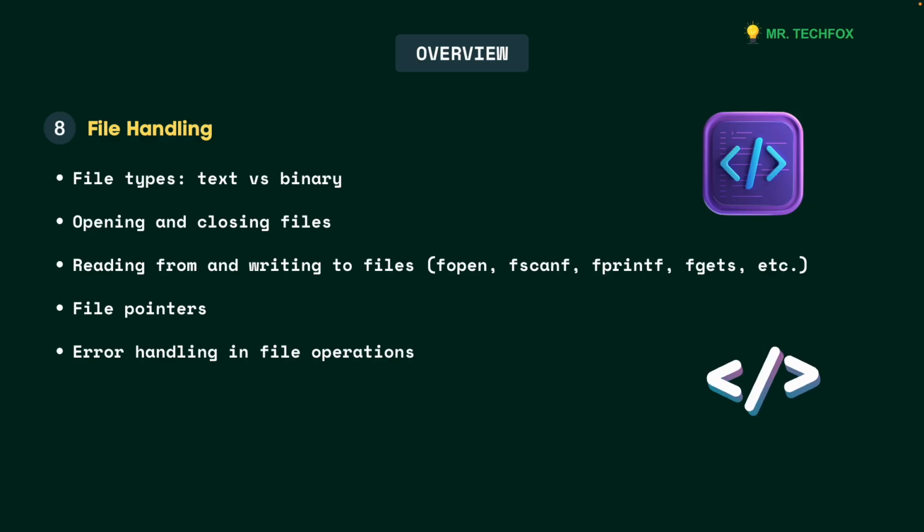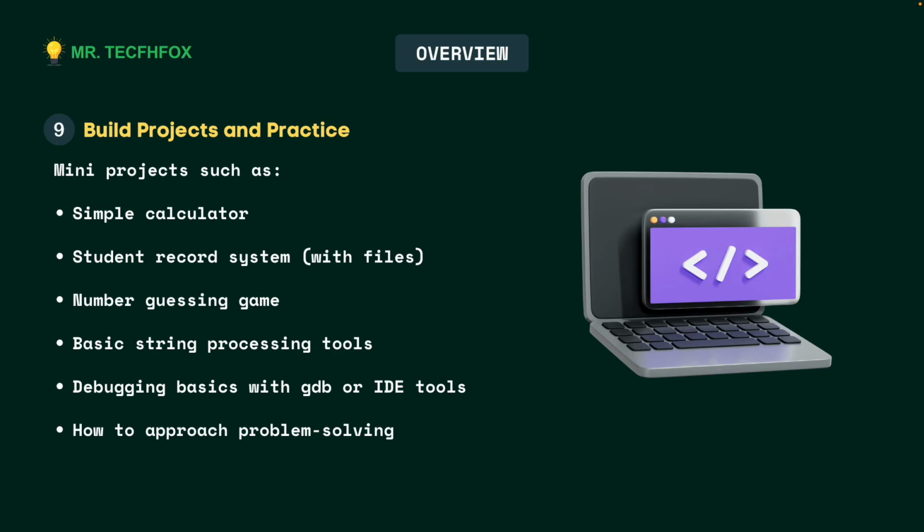Then we'll learn how to handle errors when dealing with files, ensuring that your program doesn't crash unexpectedly. And then we'll build projects and practice together. Now, in this module that you have all the knowledge, it's time to apply it. We'll guide you through mini projects like a simple calculator, a student record system with file handling, a number guessing game, and basic string processing tools.